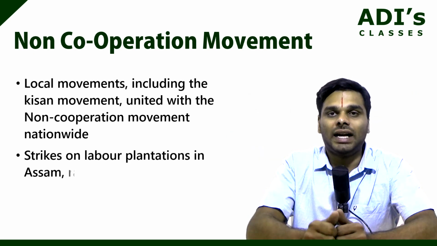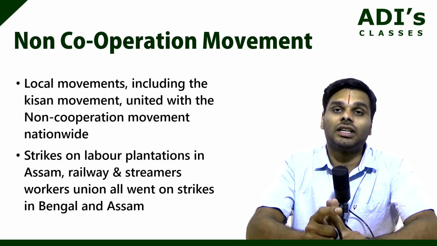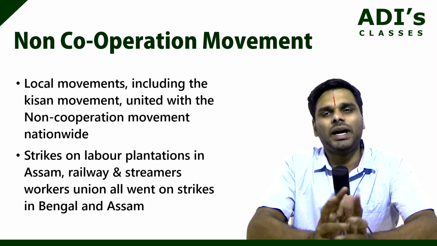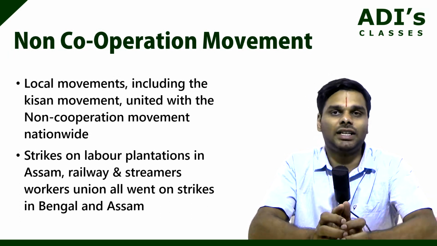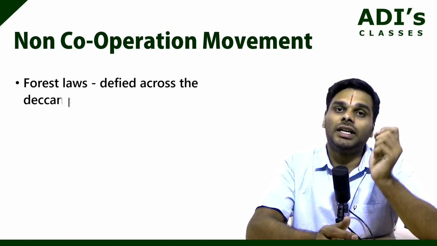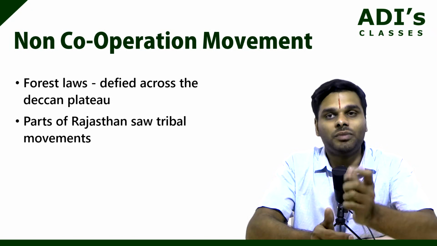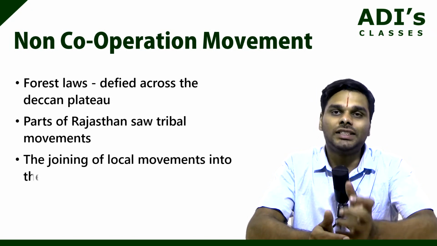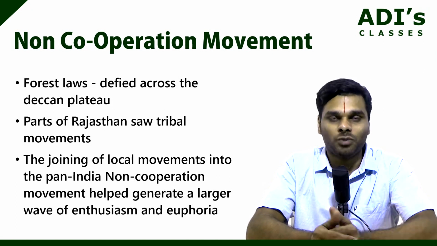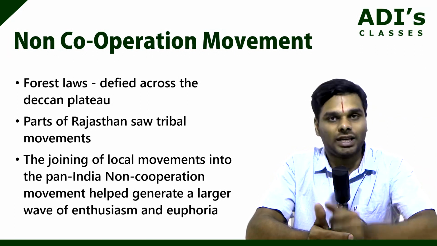Strikes on labor plantations in Assam, railway workers, steamers workers union all went on strikes in Bengal and Assam. Remember, Bengal and Punjab were always the nerve centers whenever there was some big movement planned. Forest laws were defied across the Deccan Plateau. Parts of Rajasthan saw tribal movements as well. The joining of these small scale local movements into a pan India national non cooperation movement helped generate a larger wave of enthusiasm and euphoria.